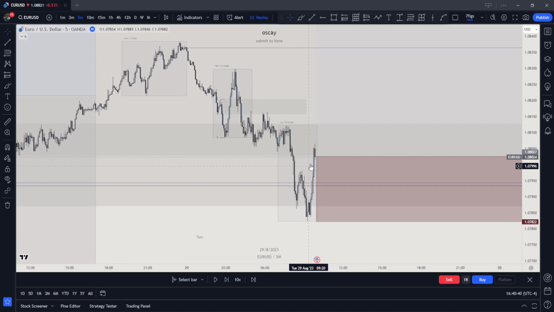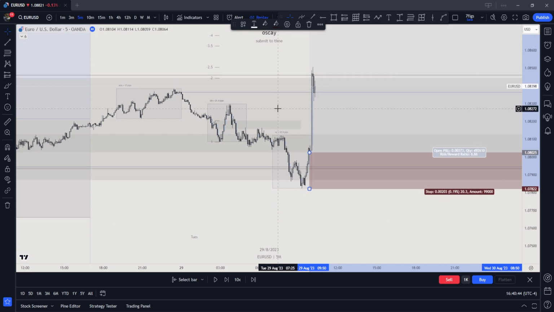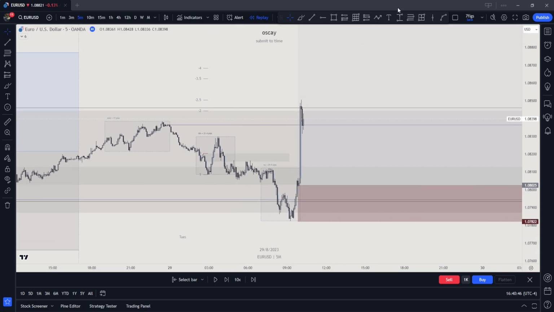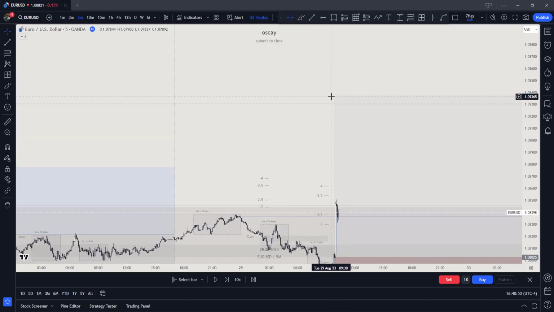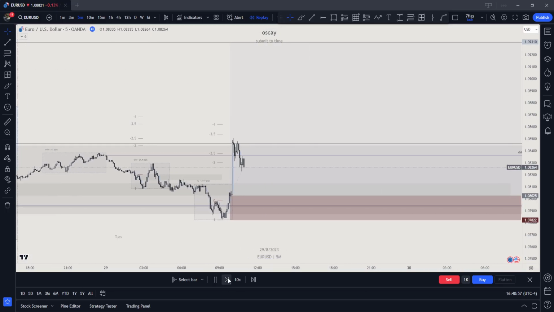I would enter this like this. Boom, shakalaka. Look at that. Look at the art. Look at that art, man. The 2RR, 50% off. Let's let the rest run.